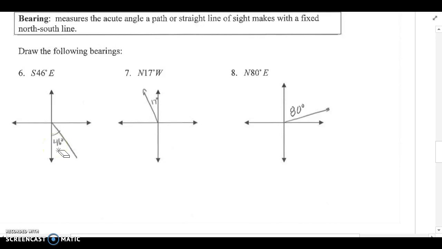Unlike angles on a graph where we always measure relative to the x-axis, these are always measured relative to the north-south axis. So this one is not going north, it's going 17 degrees west of north. And this one is going 80 degrees to the east of north. It's not going north, rotate 80 degrees of the north.